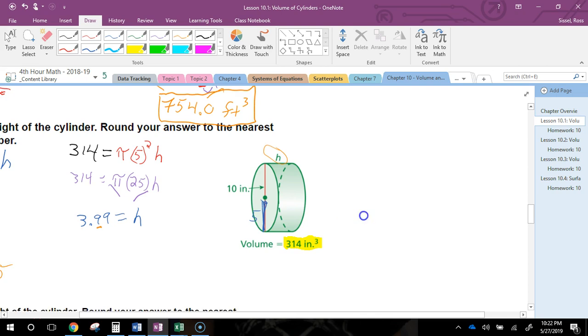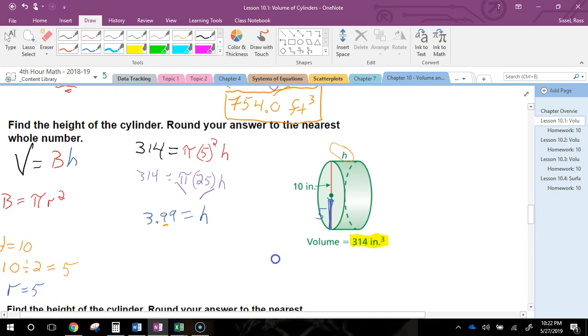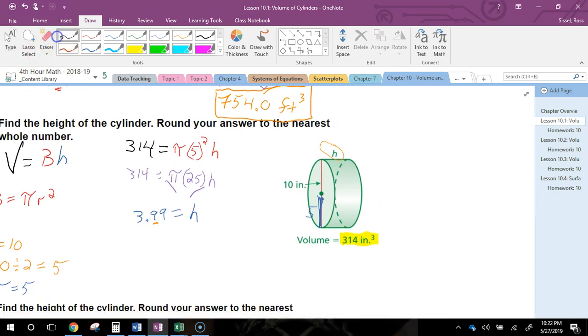Oops, I'm sorry, we're rounding to the nearest whole number. Got a little ahead of myself. Round to the nearest whole number. So I look at 3.99. That's going to round to 4. So my height is 4 inches.